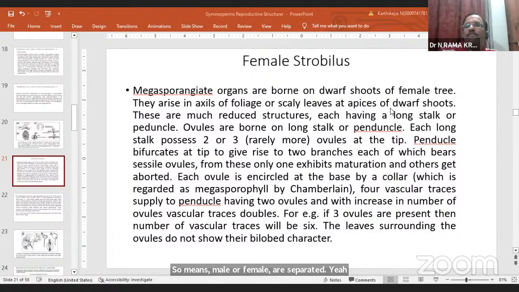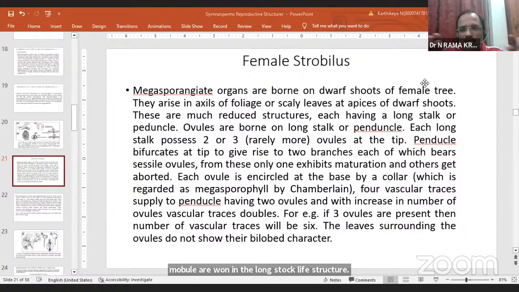The female cones originate on dwarf shoots of the female tree, arising from the axils of foliage or scaly leaves at the apex of the dwarf shoots. These are much reduced structures, each having a long stalk, the peduncle. Female strobili are ovule-like structures. This is a blind identification: male means pollen grains, female means ovule-like structures. So the ovules are borne on a long stalk-like structure.